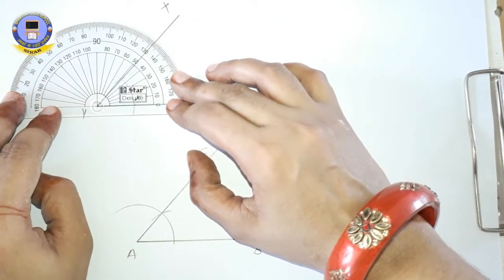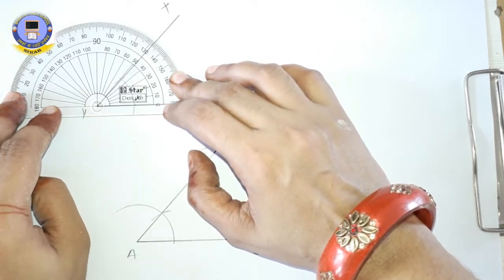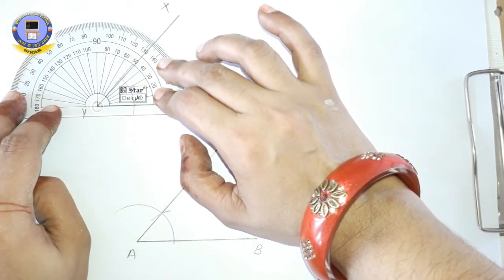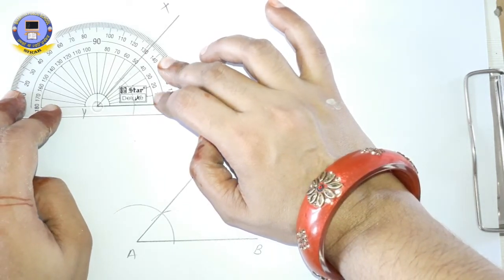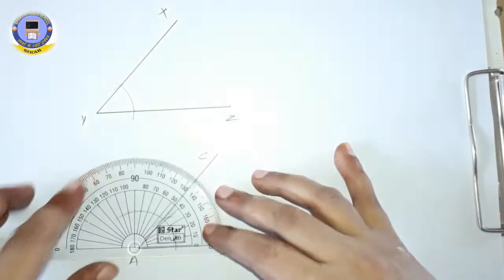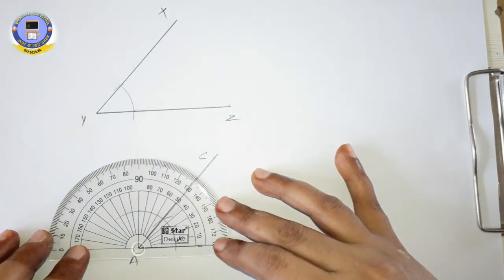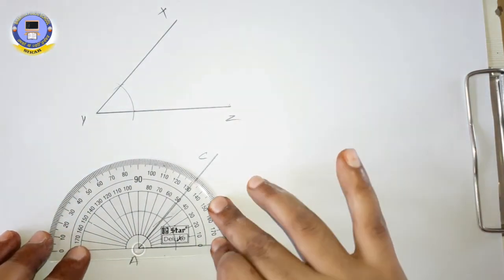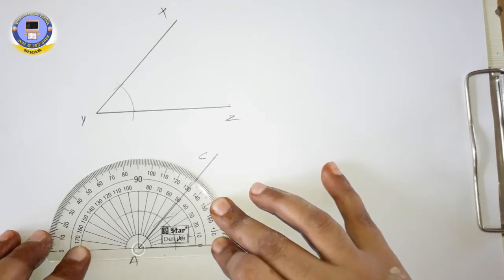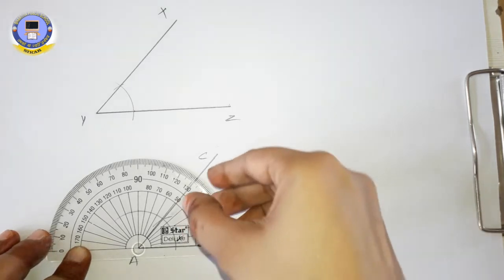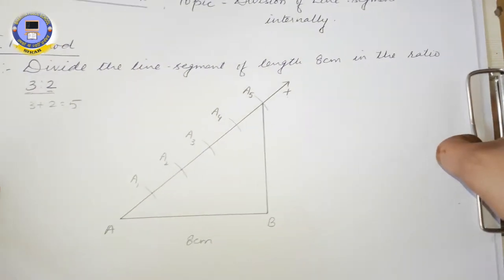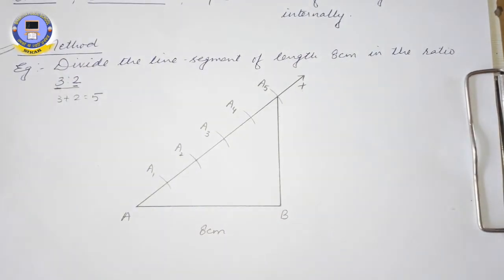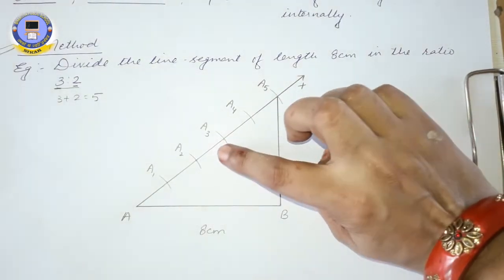The measure of this angle is approximately 48 degree. Are you able to see? 48 degree it is. Let us measure this new angle now. It is also approximately 48 degree. In this manner we studied how to make equal angles. Now we will use the same concept to make equal angles at A5 and A3.